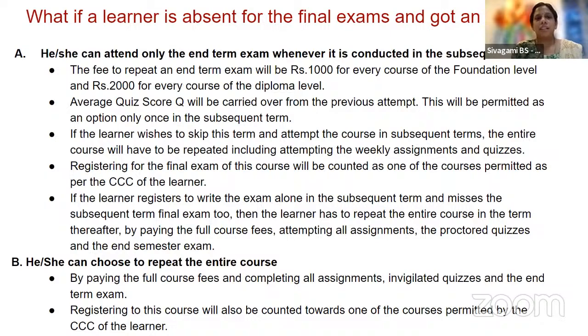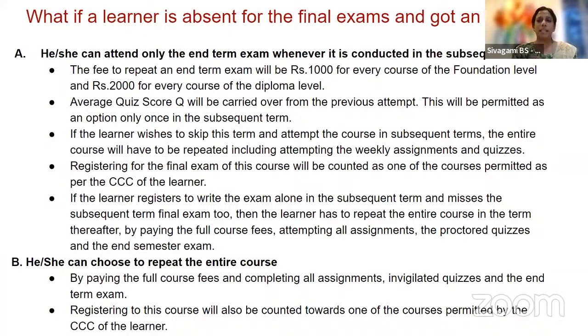Okay, suppose a learner is unable to attend the end term exam, he gets an I grade. That is, he is eligible to attend the end term, having scored the minimum assignment marks, but somehow he is not able to attend. So what happens? In the subsequent term, he can repeat the end term exam alone by paying rupees 1,000 for every course at the foundation level and rupees 2,000 for every course at the diploma level.